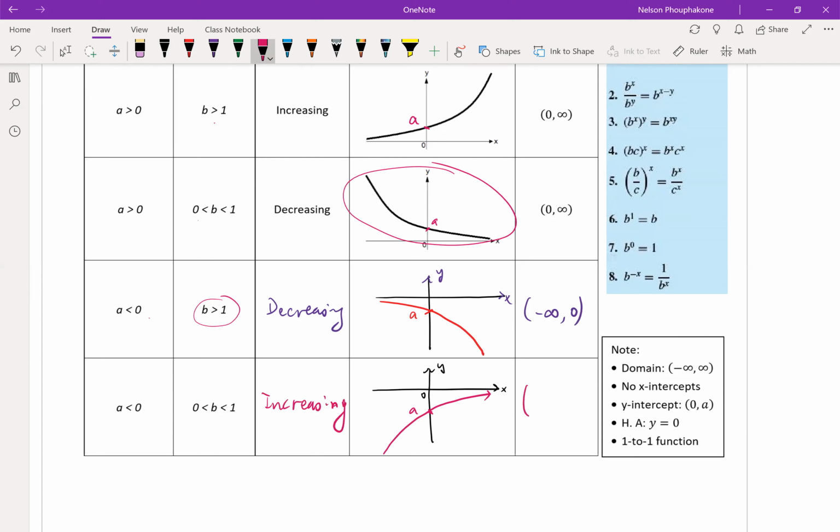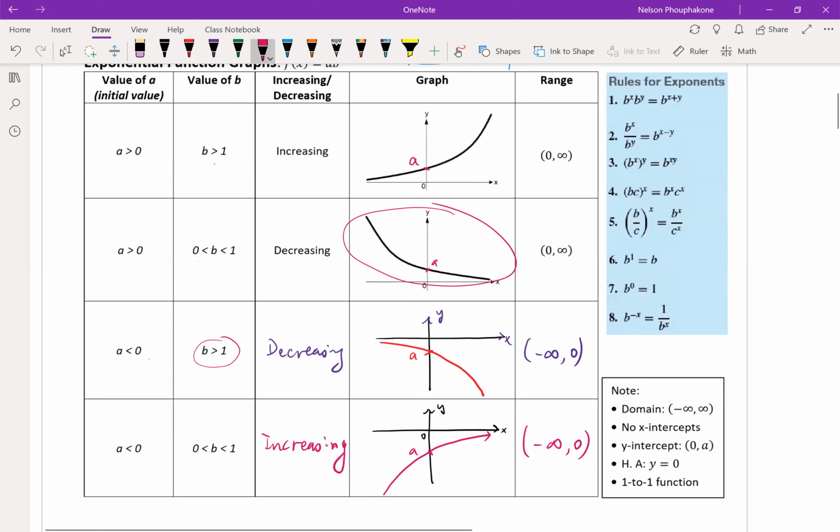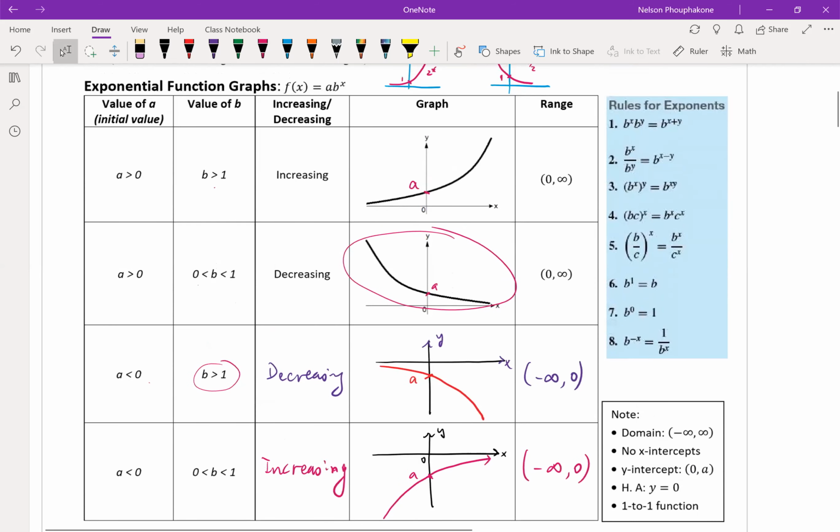And of course, what happened to the range is from negative infinity to 0. Okay, so now if you look at the graph of exponential functions, you will see that the domain is all real numbers. There's no x-intercept. The y-intercept is always a, the initial value. And then we have a horizontal asymptote at y equal to 0.